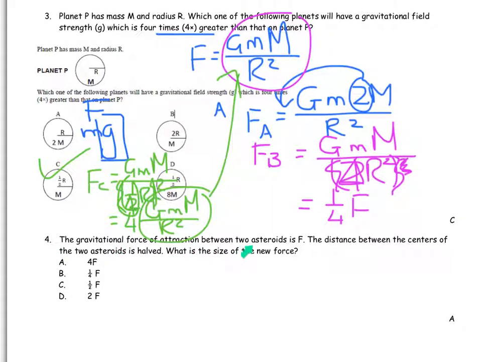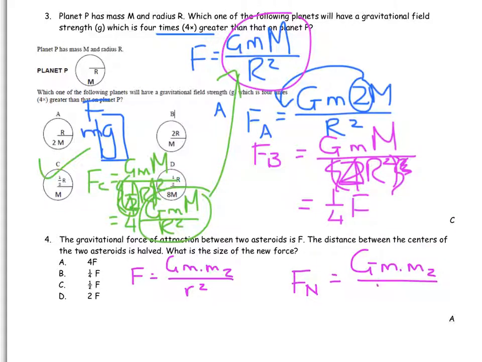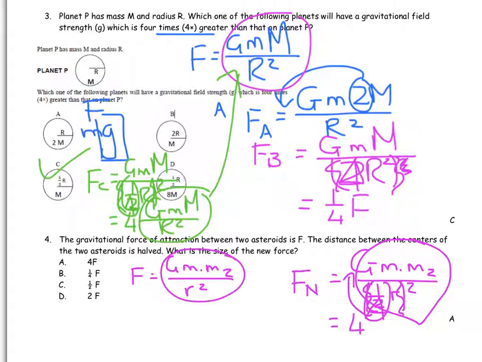The gravitational force of attraction between two asteroids is F. The distance between the centers is now halved. What is the size of the new force? So my original force is G m1 m2 over r squared. My new force is equal to G m1 m2 over half of r all squared, and that is going to be a quarter of r squared, and a quarter in the denominator turns into 4 times the original force. So your correct answer is A.